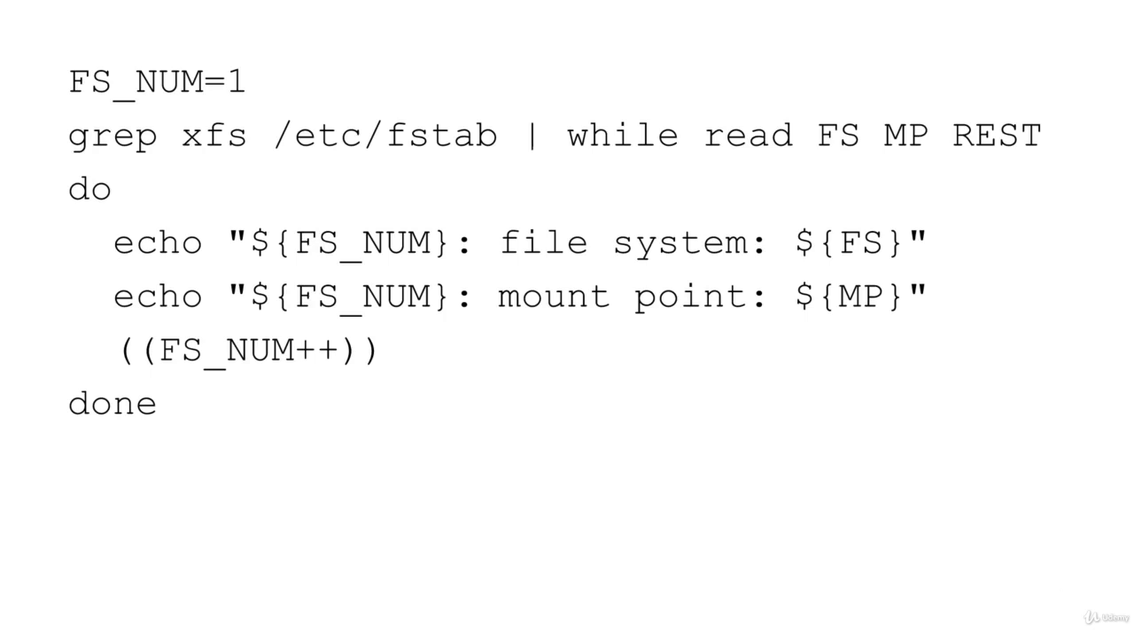Let's modify the previous example a bit. Here we're going to assign the first word of data to the fs variable, the second word to the mp variable, and the rest of the line to the rest variable. If you want to assign each field in the fstab its own variable, you can do that too. Here I was just going to use the first two fields, and that's why I chose to use 3 variables.